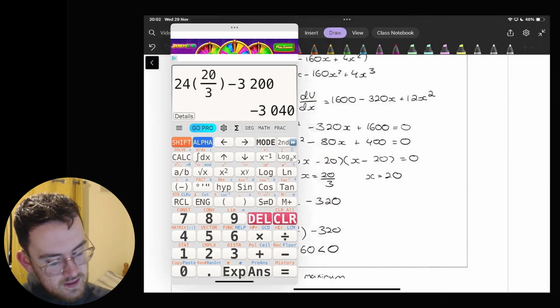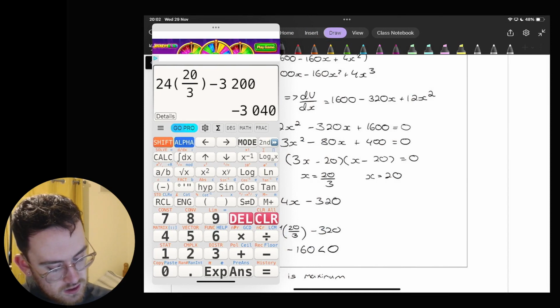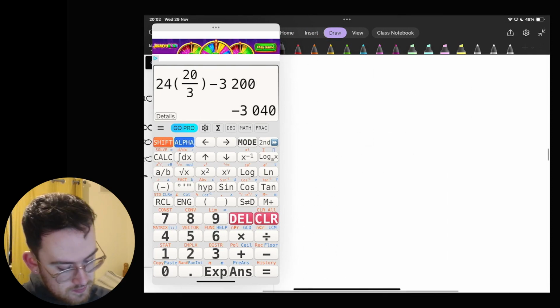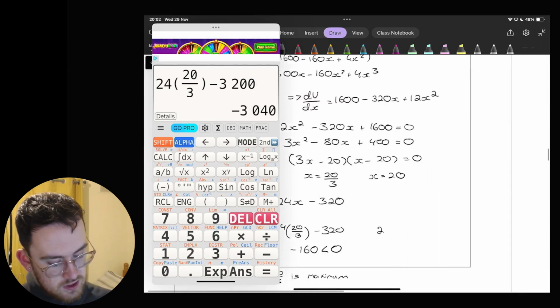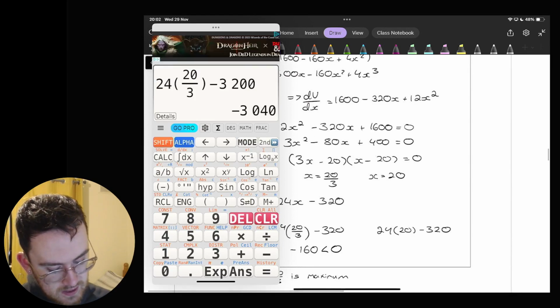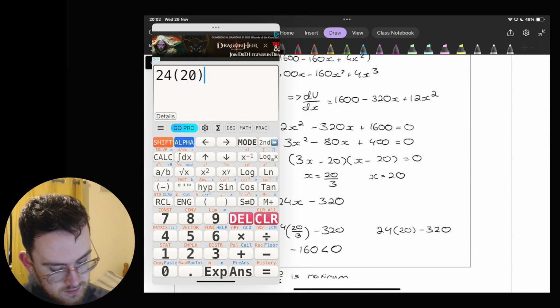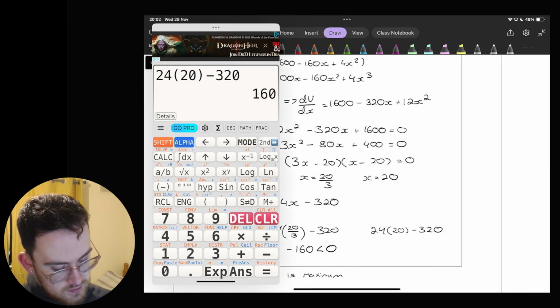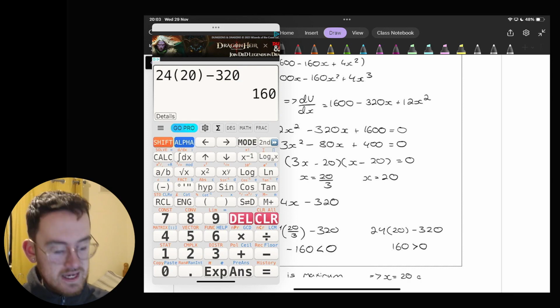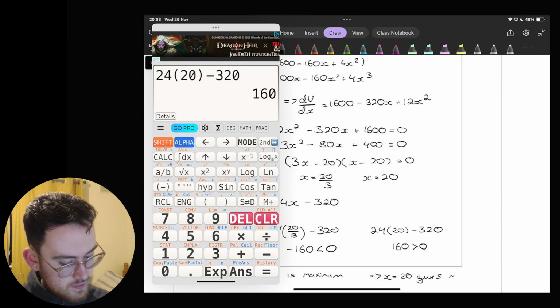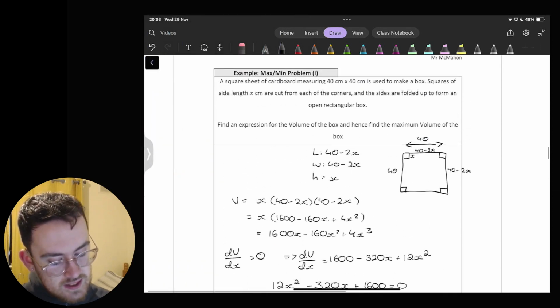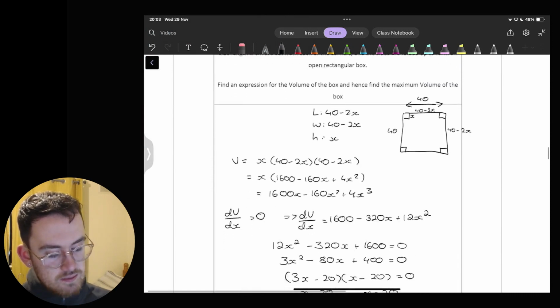Okay, then using my other point here, 24 times 20 minus 320, and substituting that in gives me 160, which of course is greater than 0, which gives me then that x equals 20 gives a minimum value. Now I've been asked to find an expression for the volume and hence find the maximum volume.